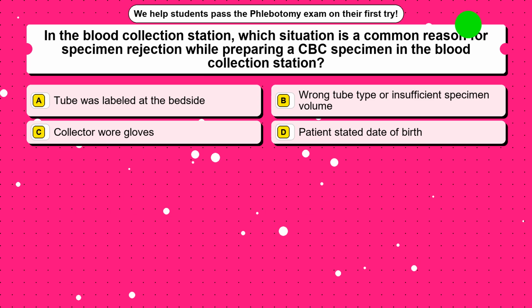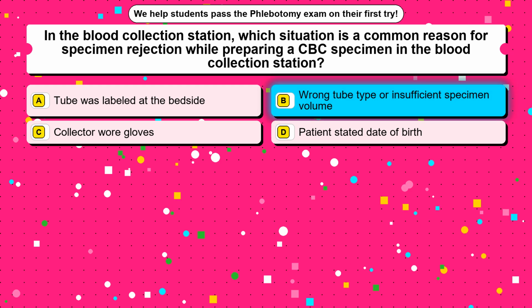Question 36. In the blood collection station, which situation is a common reason for specimen rejection while preparing a CBC specimen in the blood collection station? Option A, tube was labeled at the bedside. Option B, wrong tube type or insufficient specimen volume. Option C, collector wore gloves. Option D, patient stated date of birth.